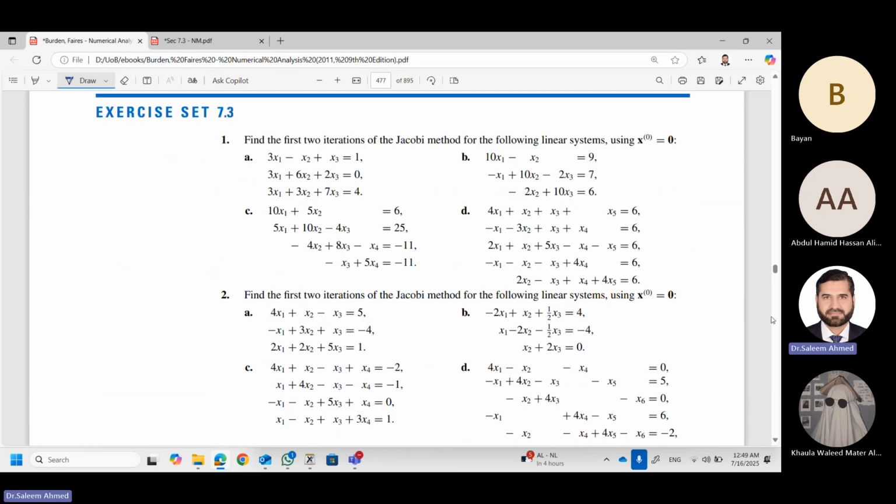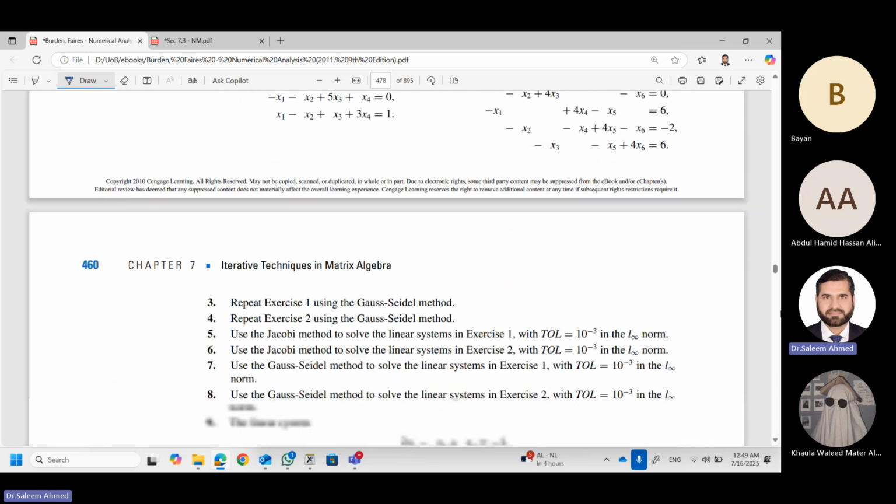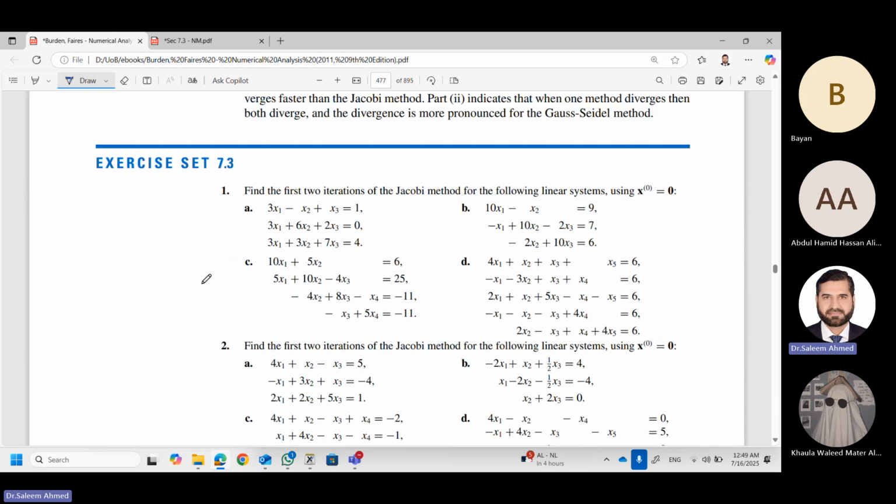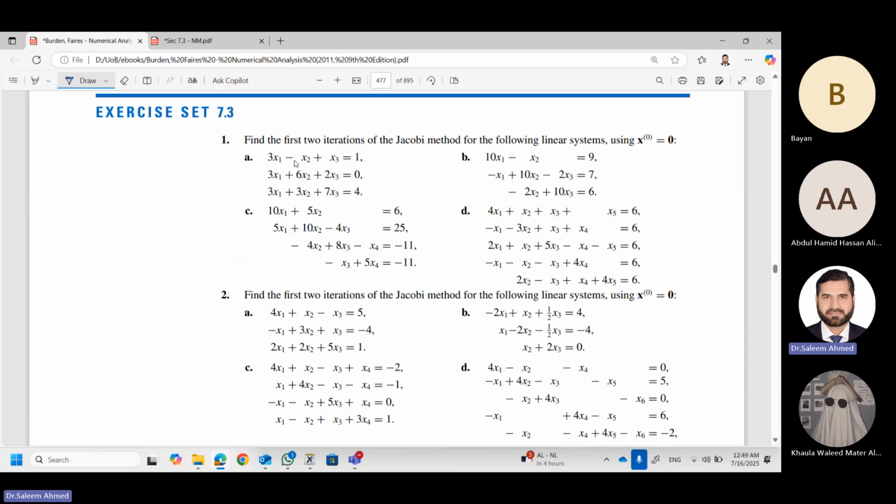So this is the question I was talking about. They are saying to repeat the exercises with Gauss-Seidel. So you can pick any one question and try Jacobi's and Gauss-Seidel. The way of writing for both is the same, right? You will pick x1 from here, x2 from here, x3 from here.